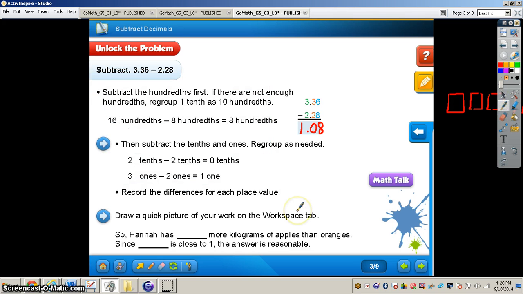Okay, we checked our answer, so we know that Hannah has 1 and 8 hundredths more kilograms of apples than oranges. So we see since 1 and 8 hundredths is close to 1, the answer is reasonable. In other words, if we were getting 108 or 10,000 or whatever, that answer would not be reasonable, but 1 and 8 hundredths is a reasonable answer.